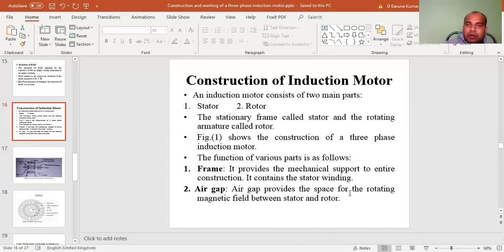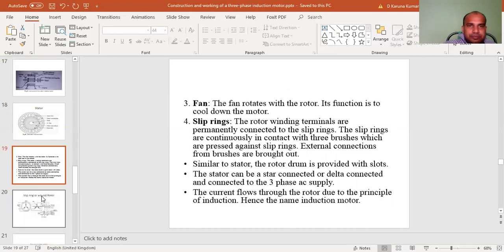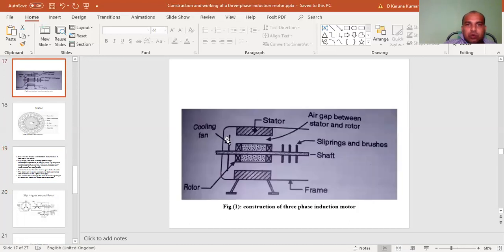The air gap provides the space for the rotating magnetic field between the stator and rotor. The next part is the cooling fan. The next one is slip rings and brushes.